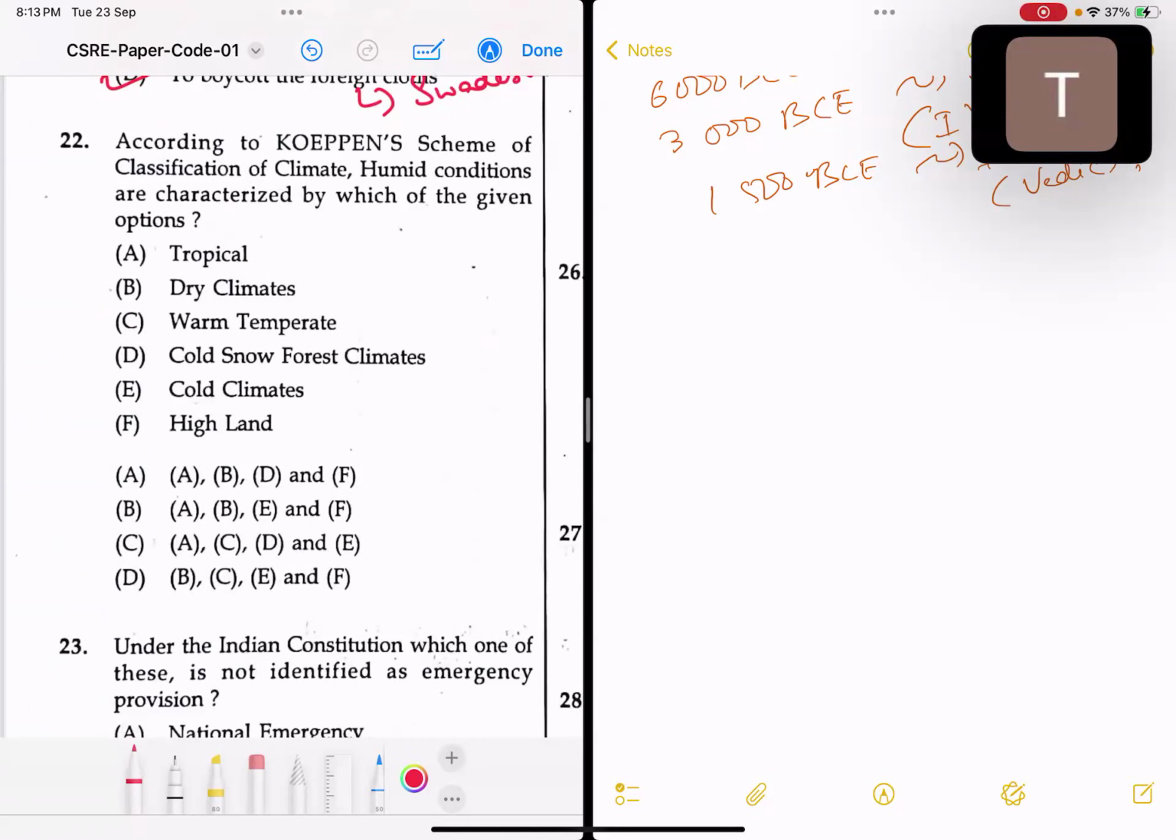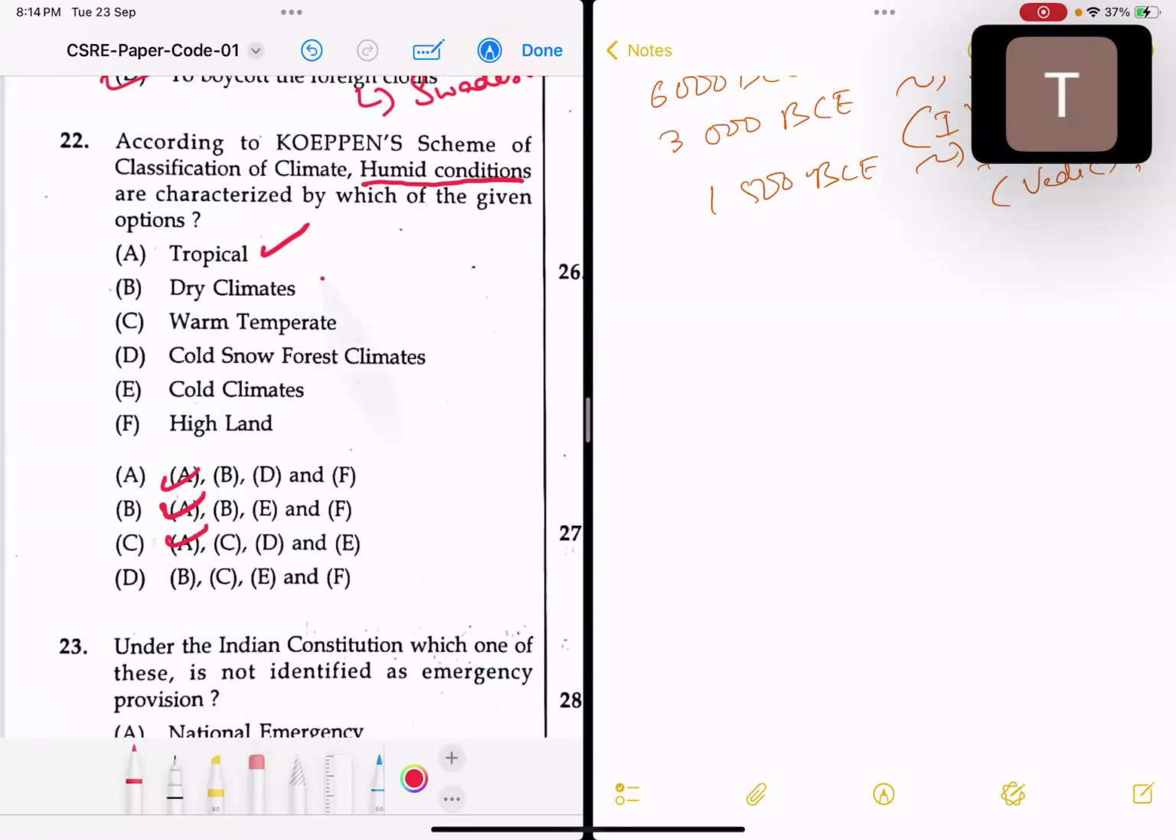Question number 22. According to Koppen's scheme of classification of climate, humid conditions are characterized by which of the following? Now, it's a very technical topic. We have Koppen's scheme of classification of climate, right? Different climatic conditions were classified by him. But if you look at the options, it's always easy to find a clue. We have to see things related to humid conditions, right? When we say humid condition, tropical area is naturally a part of it, right? So A should always be there.